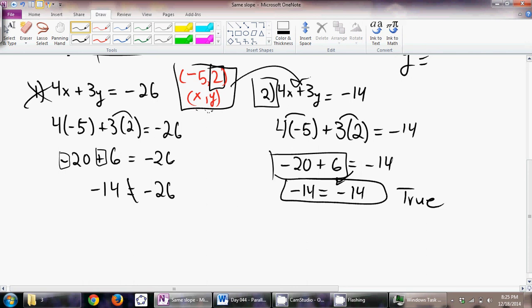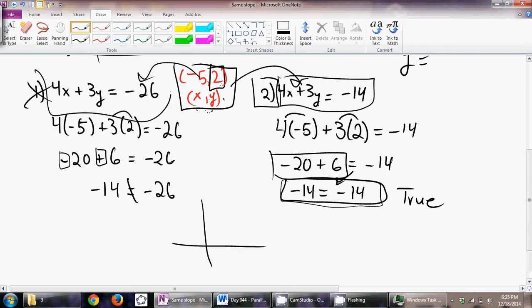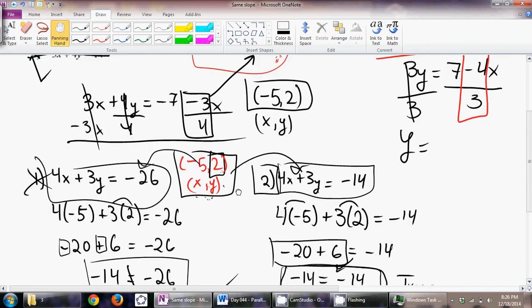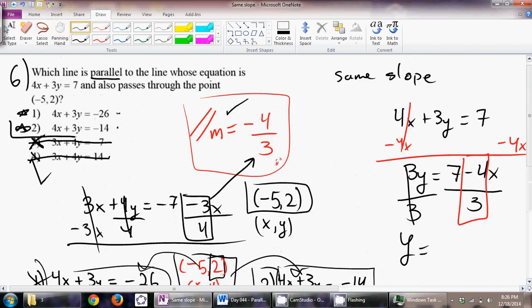So this point satisfies this equation. It works. That means that this equation, which is a line, contains that point. If when we substitute that point into the equation it gives me something true, it means that line passes through that point. Over here, when I substituted in this point, whatever that line is, the point negative 5, comma 2 is not on the line. That's why it didn't give me something that made sense. All right, so coming back up, my answer choice is number 2. Thank you.